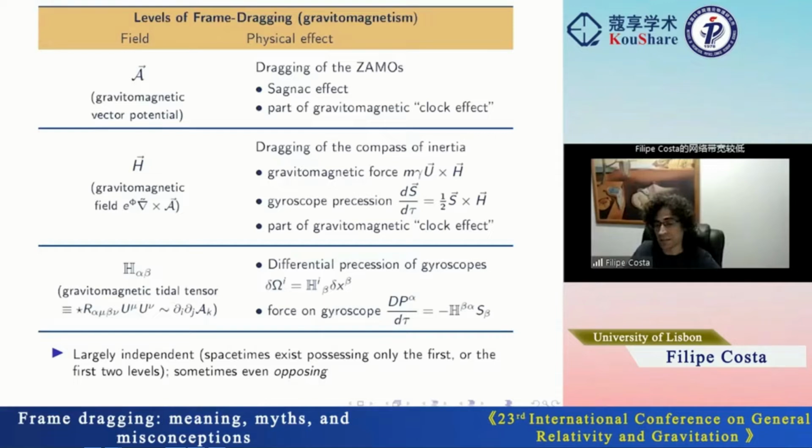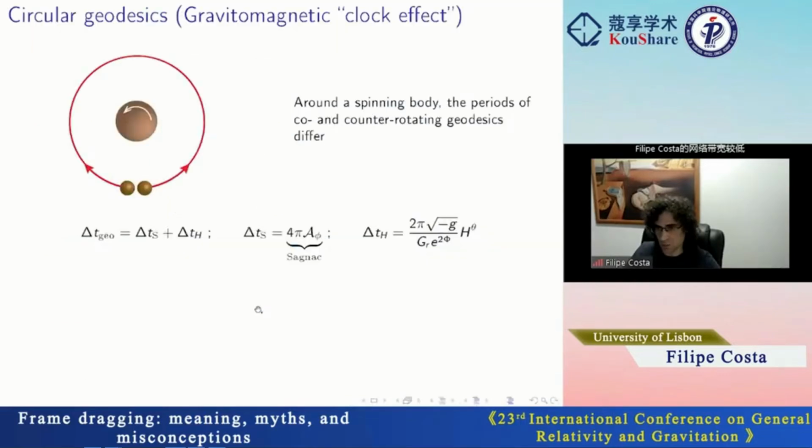Now, the thing is that these effects are largely independent, because there are spacetimes that possess only one or two of the levels and not the other. And actually, they can sometimes even be opposing, which I will now exemplify.